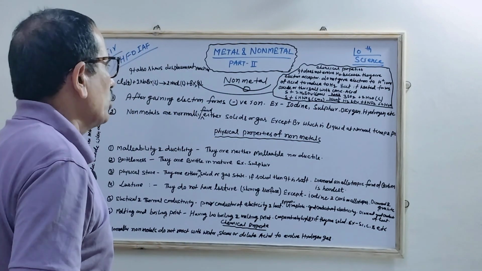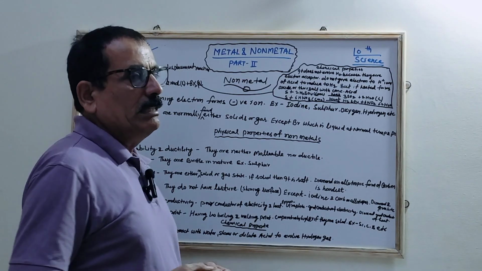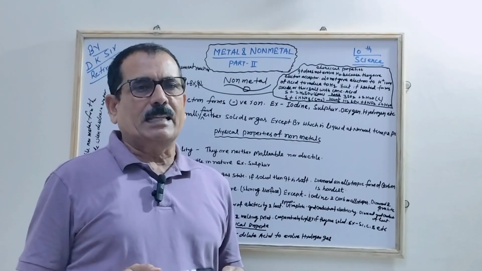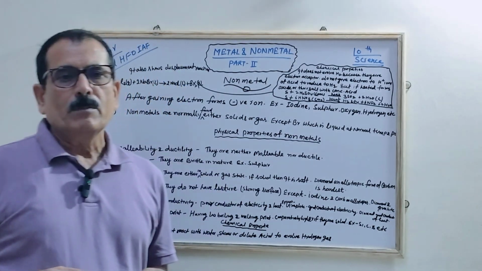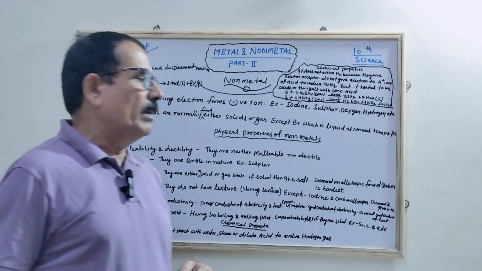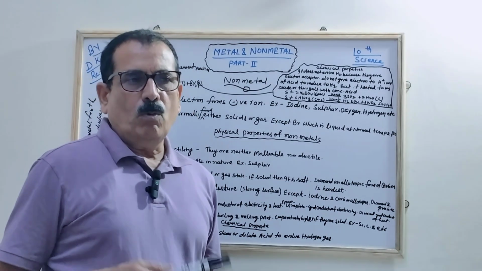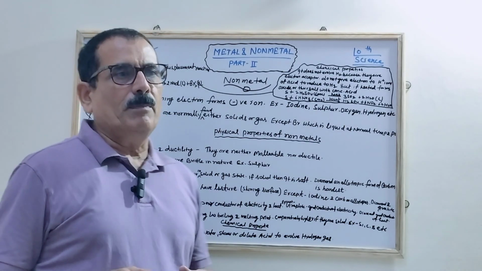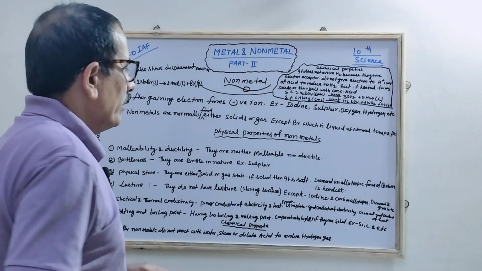The next property of the non-metal we should remember is that they are normally found either in the solid or the gas state, correct? Except the bromine. The bromine is found in the liquid state at normal temperature. Whatever exceptions I say, you must remember them from the MCQ point of view.